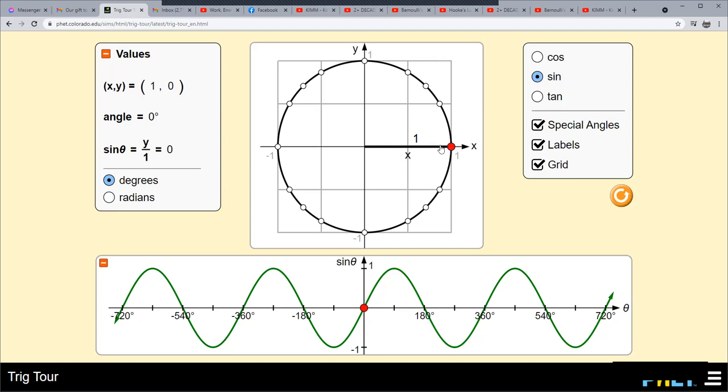For the sine, if you are looking for the sine, the trigonometric function is sine. We have moved to the 30-degree angle. So the value for sine is y over 1, or that simply equals -1/2. So there you go, those are the different values.